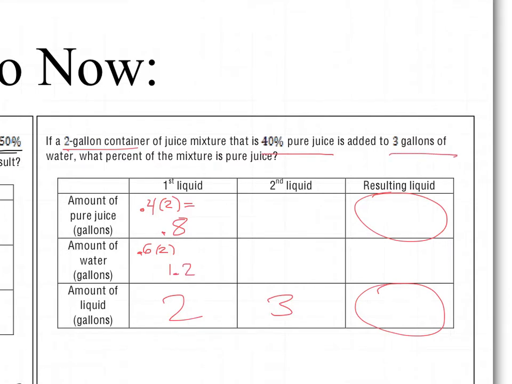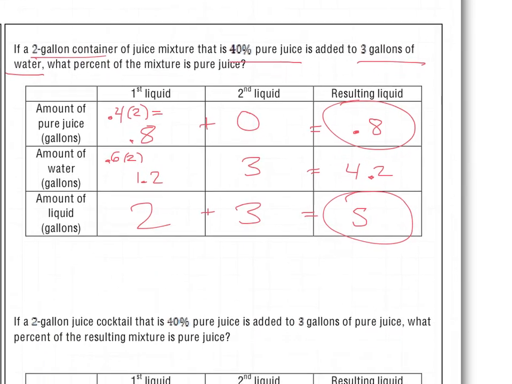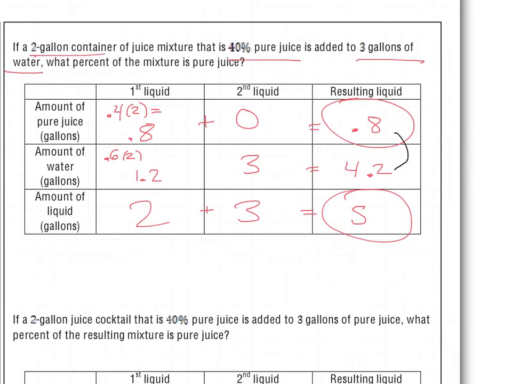The second 3-gallon is pure water. So when we look at this, this is going to be 3 gallons, and so it's going to be 0.8, because 0.8 plus 0, so there's a total of 0.8 gallons. 1.2 gallons of water and the 3 gallons of water is going to give me 4.2 gallons of water and a total of 5 gallons. And that all adds up, so that's my quick check.